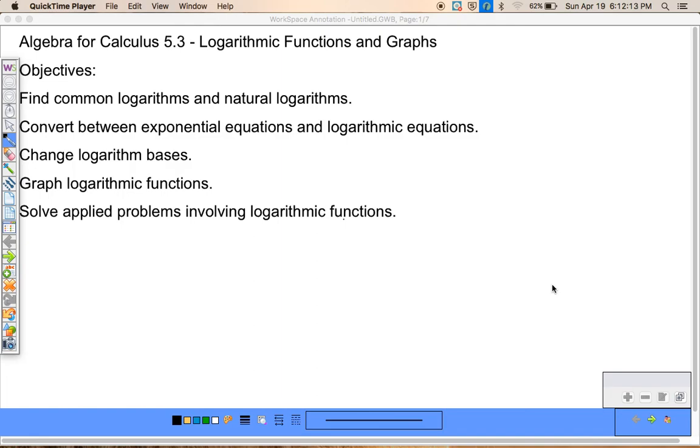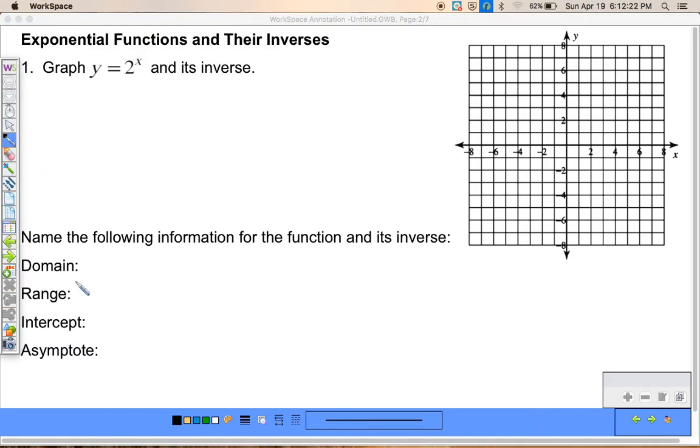Today we're going to take a look at 5.3, which is about logarithmic functions and their graphs. Before we get into what a logarithmic function is, we're going to take a look back at what we did last section and just rehash exponential functions and some of the key characteristics of those graphs.